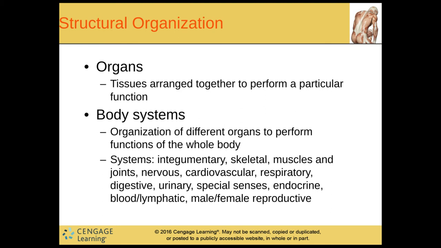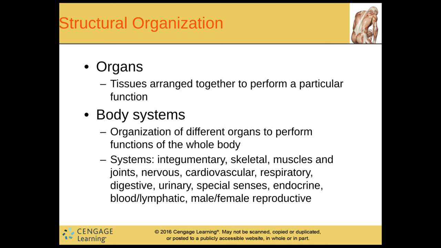Then we have the cardiovascular system. That has to do with our heart. The respiratory system, breathing. The digestive system, making sure that our body breaks down food and gets the nutrients that we need. We have the urinary system. We have special senses. Anybody remember what the 5 senses are? I can always remember 4. I sometimes forget the 5. So we have touch, smell, sight, hearing, and taste, right?